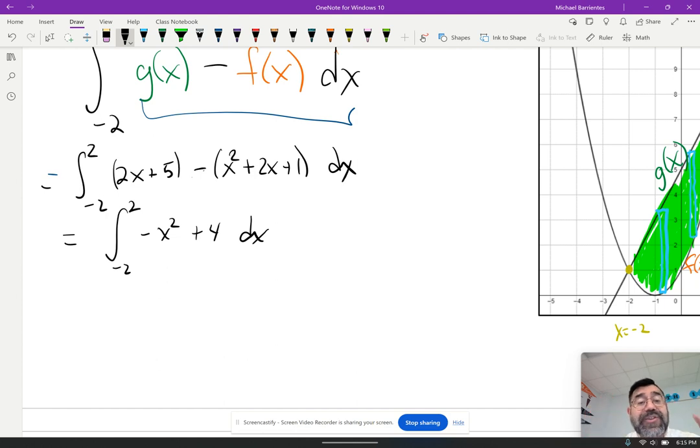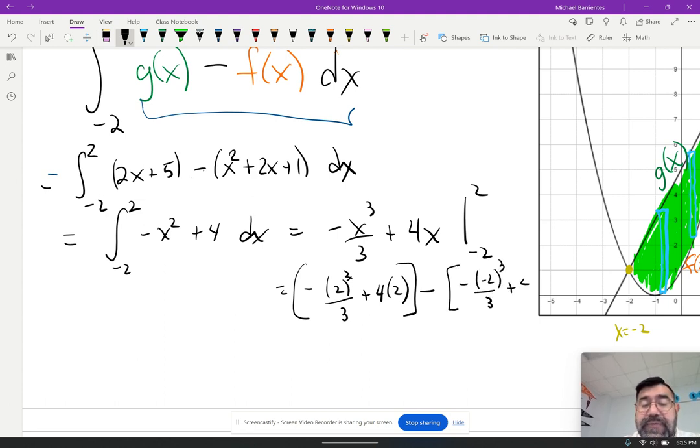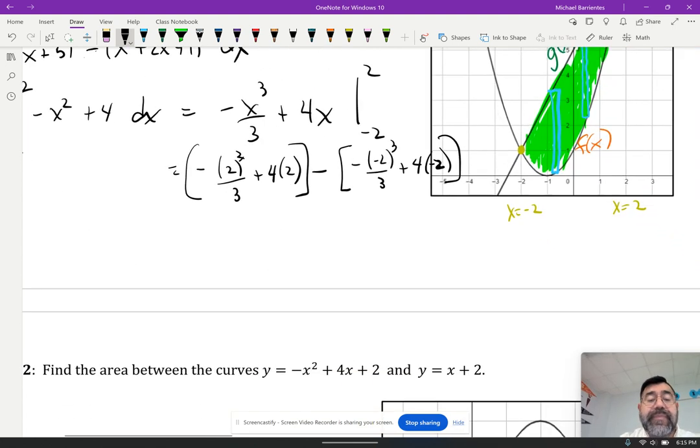Great. Can I solve this by just taking the antiderivative? Add 1 to the exponent, divided by the new exponent. This is negative x cubed over 3 plus 4x, and we're going to evaluate that from negative 2 to 2. So substitute the 2 in there. Make sure to cube it, don't square it. Plus 4 times 2. This is going to give me the first part, minus, plug in the bottom limit: negative 2 cubed divided by 3 plus 4 times negative 2. All right. And then this is, let's see, negative 8 thirds plus 8.